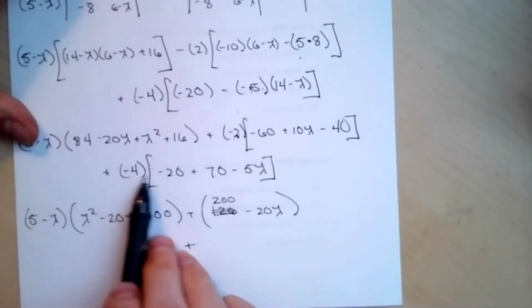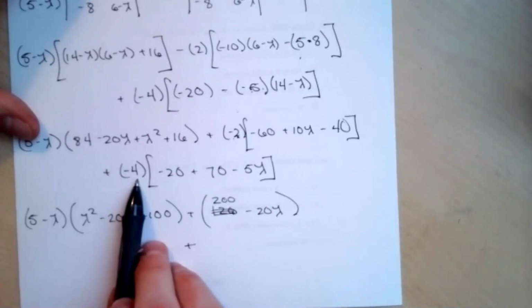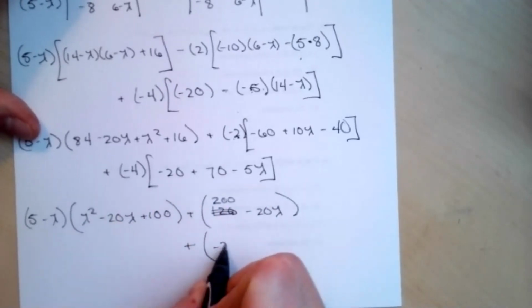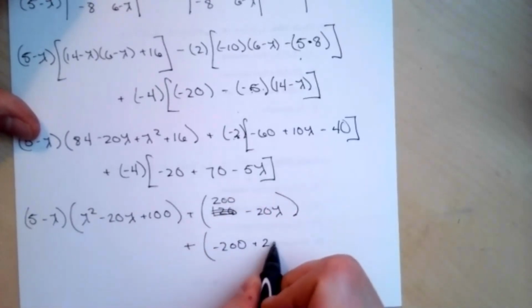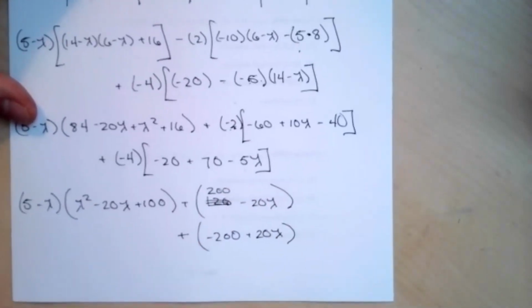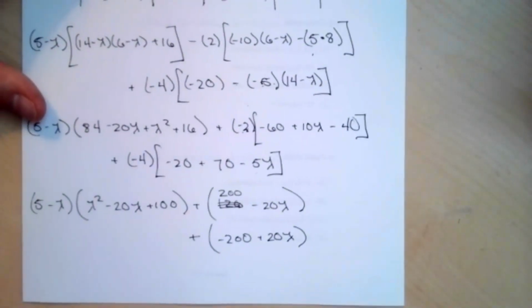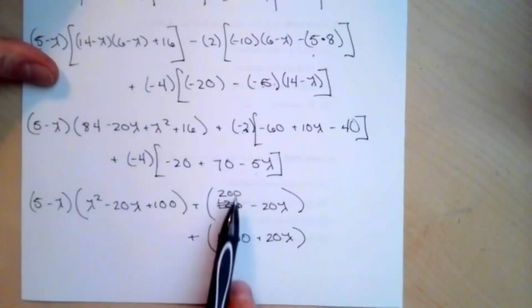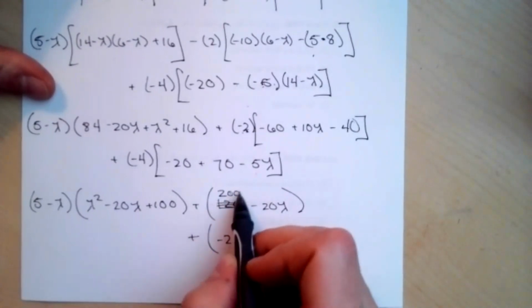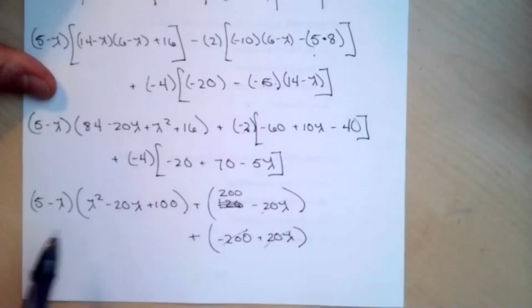And then plus, what's this last one going to be? That's going to be minus 50. Excuse me, positive 50 times negative 4 gives us a negative 200. Negative 4 times negative 5 gives us a positive 20 lambda. Now, these two terms are going to cancel. The 200s are going to cancel, and minus 20 lambda plus 20 lambda. Great. So now all we have to do is work with that term.